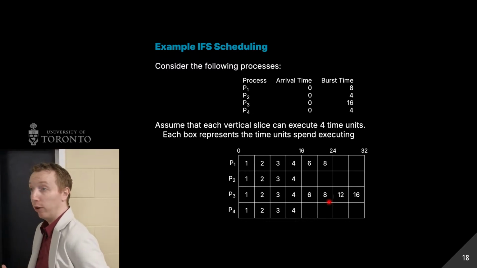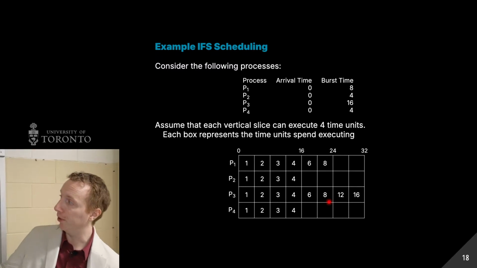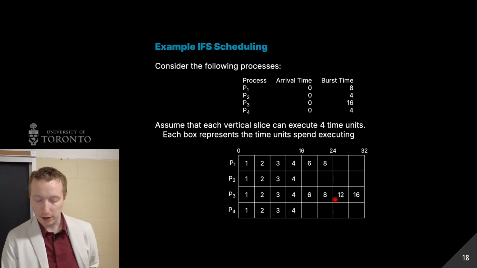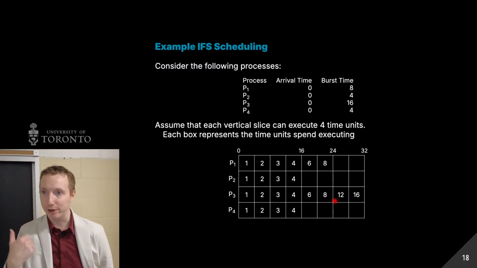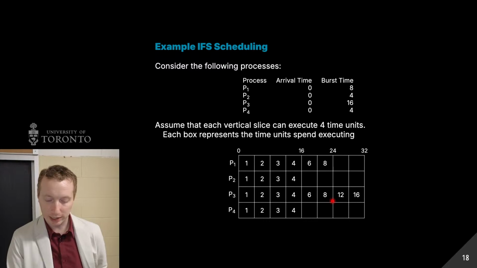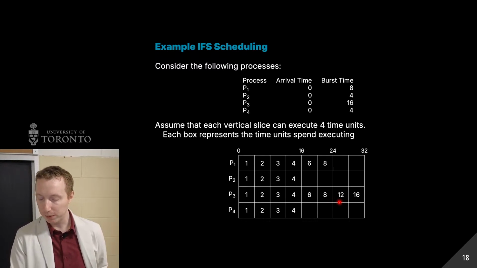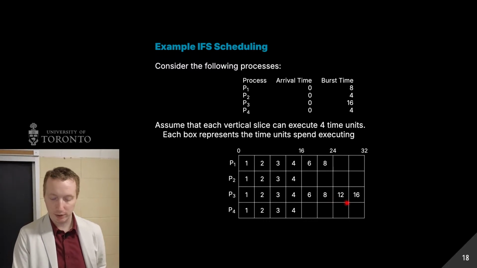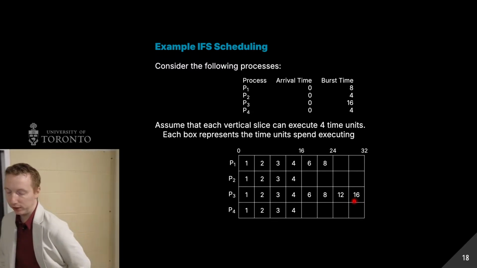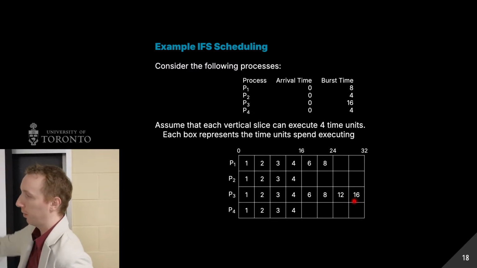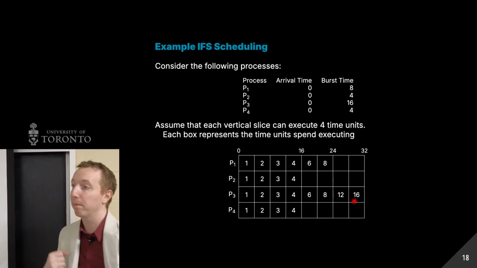Then process 1 is done, so there's nothing else to execute. The fairest thing to do is just let the remaining process execute in totality. So it would get all 4 time units, jumping to 12 executed in total, then 16 executed in total, and then at time 32, everything is done. Yep.